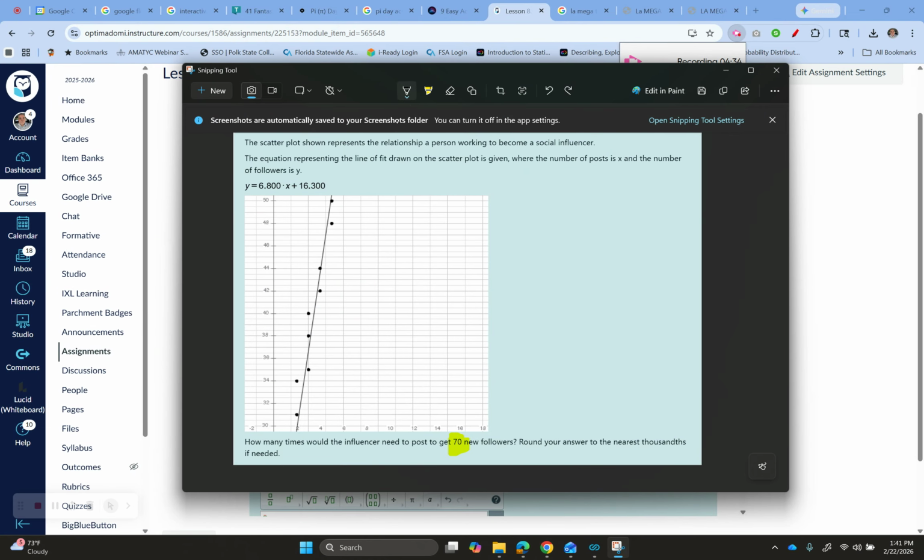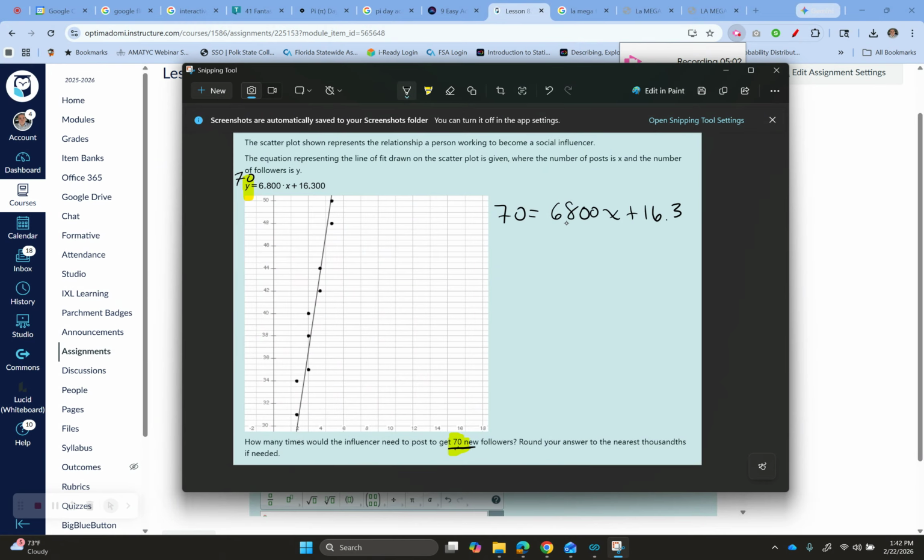So what I'm going to have to do is I'm going to use this equation, okay? And basically, the y is the number of followers. So I'm going to replace the y with 70 because that's what they asked me right there. Okay, so I'm going to replace the y with 70, and then I'm going to write the rest of my equation, 6,800x plus 16.3.